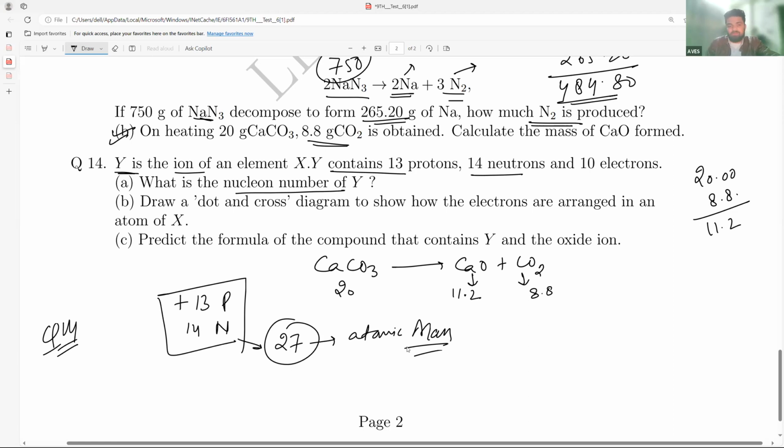Yes. Nucleon means, what is the nucleus? Nucleons means the number of protons and neutrons that live in the nucleus, that remain in the nucleus, that is considered to be nucleons.